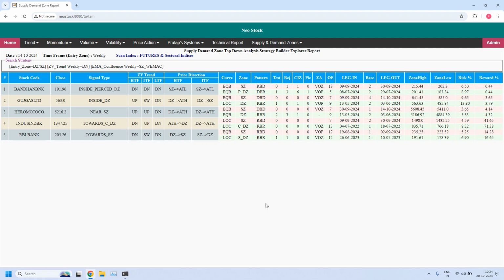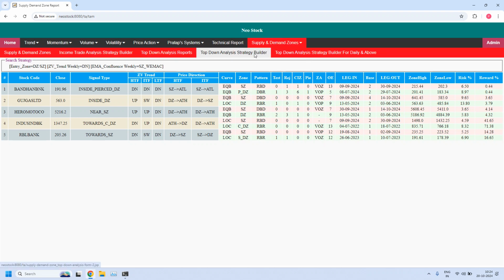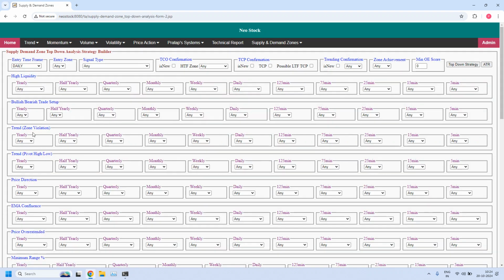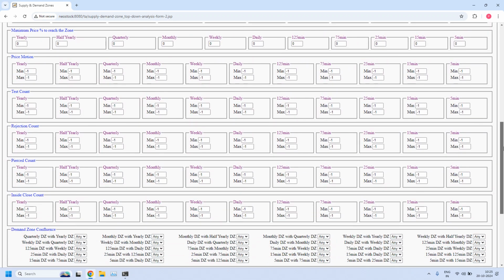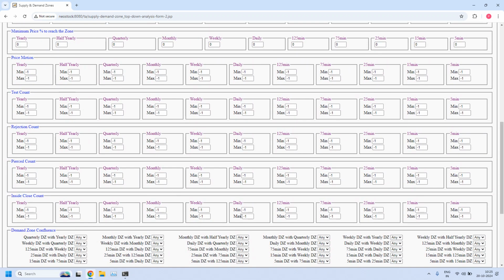Okay, for the next set of reports, let us eliminate based on the zone confluence: LTF, ITF, HTF zone confluence. That means the weekly zone should be part of the monthly zone, and both weekly and monthly together part of the quarterly zone, such kind of stocks. So the entry time frame is weekly. In the demand zone confluence, first let us look for demand zone confluence.